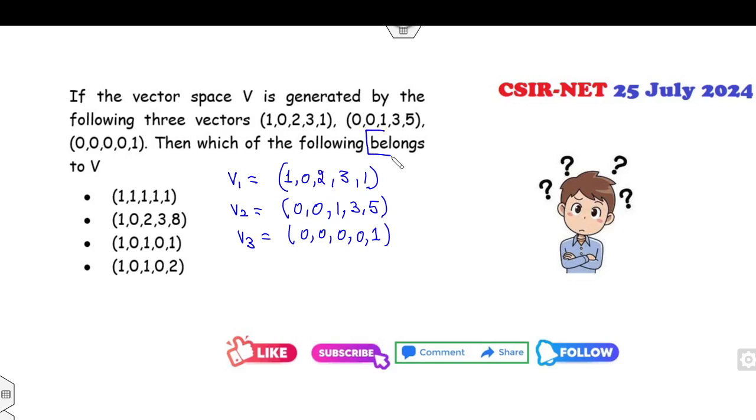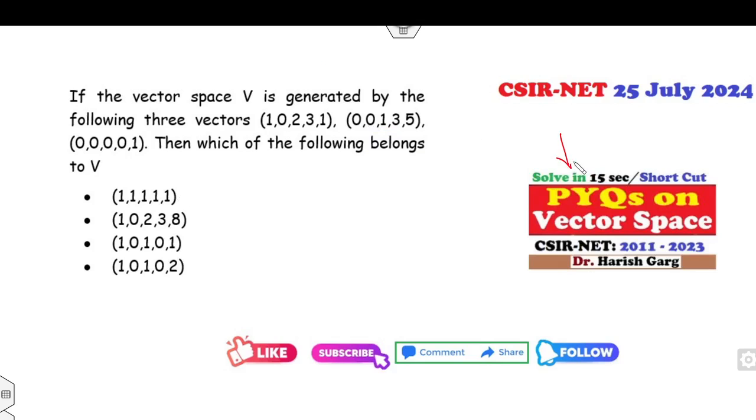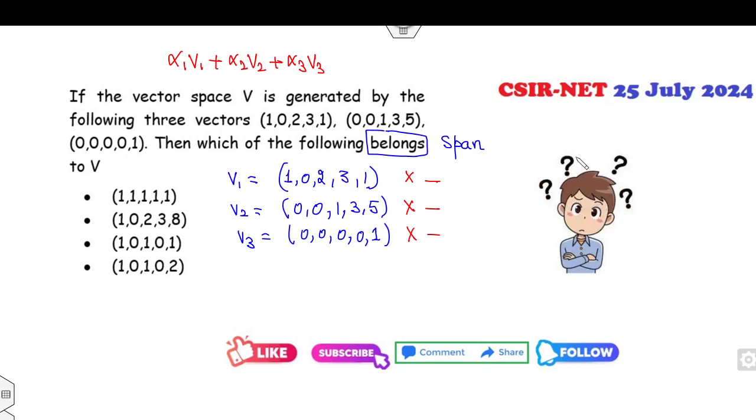Which of the following belongs to V? That means you are talking about the span. So what is the definition of the span? Alpha 1 V1, alpha 2 V2, alpha 3 V3. Fine. So that means your target is to multiply these 3 numbers by some scalars so that this happens. Very simple. How can you solve that? If you already watched my previous question on vector spaces, the same kind of question I have already explained. But anyhow, firstly you can see the second element.